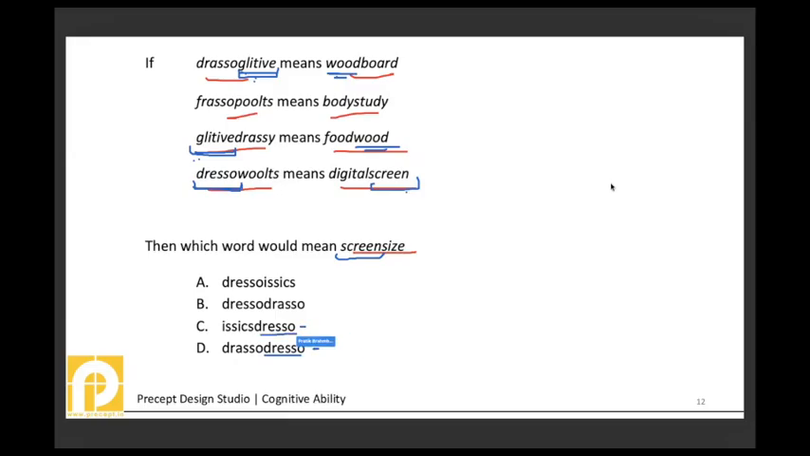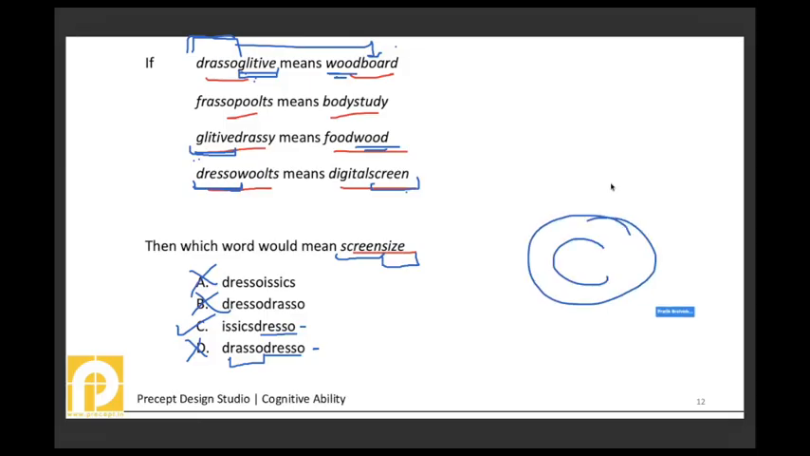Dreso is here. And then I now have to identify what size means. The dreso that we see in option D is already used for some other word. It's coming here, dreso, which represents board. So that is not possible. Therefore, the correct answer for screen size has to be the one with dreso, D-R-E-S-S-O. Okay. We'll move to the next one.